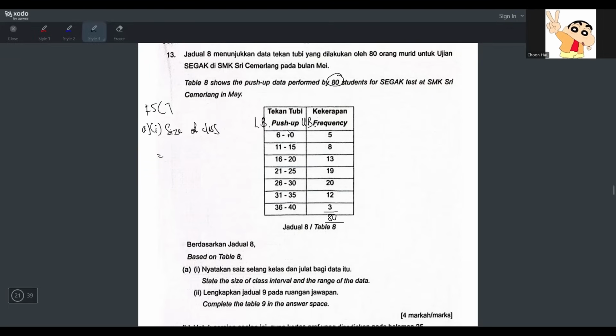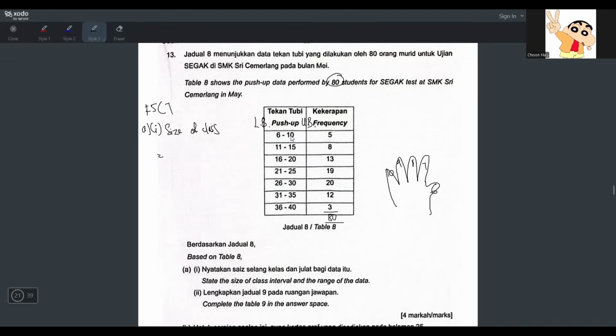Another method to do it is you use your finger to count it. Like 6 to 10, right? So you use your finger, 1, 2, 3, 4, this is your hand. And then you count it like 6, 7, 8, 9, 10. It means the size of class is 5. But don't do 10 minus 6. If you do 10 minus 6, you will get 4, and that's wrong. Or you can also use the formula I just showed you. Upper boundary minus lower boundary.